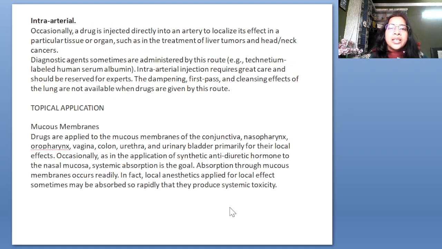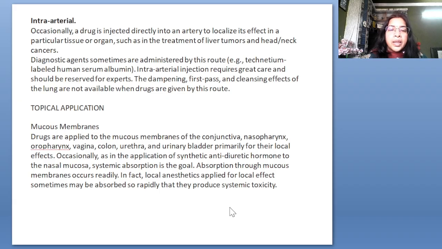Intra-arterial: occasionally, a drug is injected directly into an artery to localize its effect in a particular organ or tissue, such as in the treatment of liver tumors and head or neck cancers. Diagnostic agents sometimes are administered by this route. Example: technetium-labeled human serum albumin. Intra-arterial injections require great care and should be reserved for experts. The dampening, first-pass, and cleansing effect of the lungs are not available when drugs are given by the intra-arterial route.